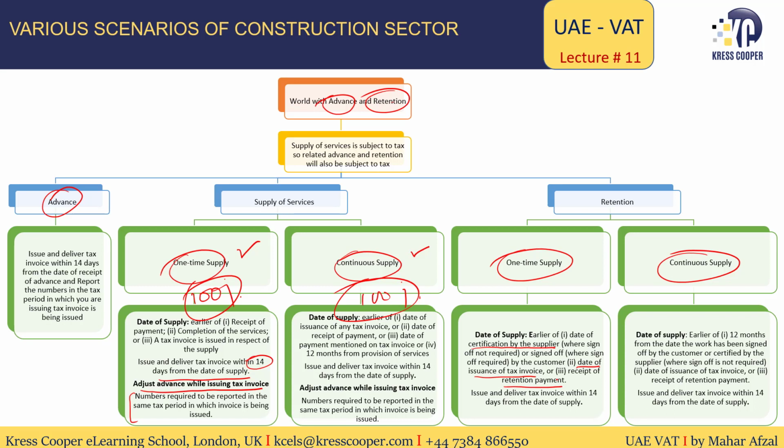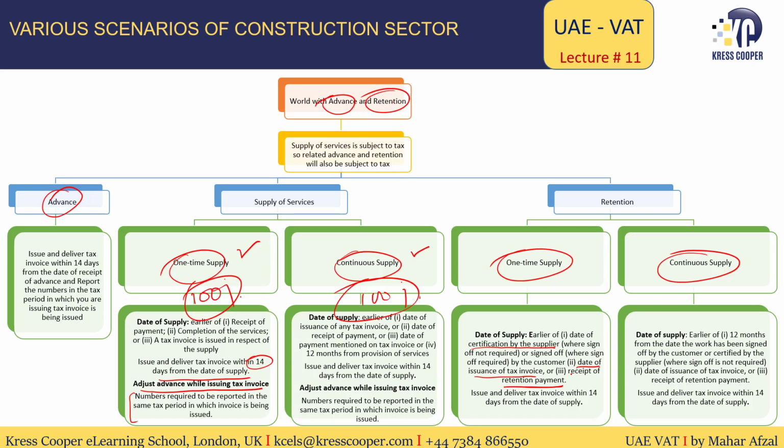In case the contract requires sign off from the customer, whenever the customer signs off the contract, that will be considered the date of supply, or the earlier of sign off, the earlier of the date of issuance of tax invoice, or the earlier of receipt of retention. Out of these three things, whichever comes first will be considered the date of supply, and the contractor will be liable to issue a tax invoice within 14 days from the date of supply. This is applicable in case of single supply or one-time supply.